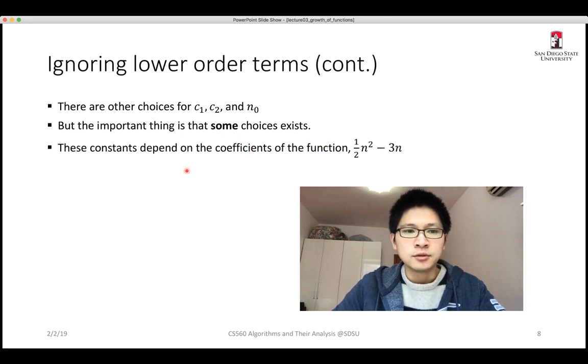So the existence of these constants is the most important thing that we want to prove. And also, these constants actually depend on the coefficients of the function, right? Currently our function is 1/2 n^2 - 3n. So what if those coefficients change? Then the C1, C2, and n0 that can be used to hold the inequality also change.